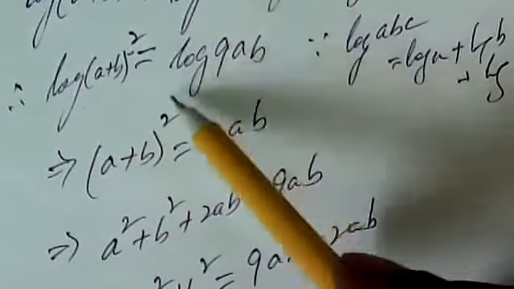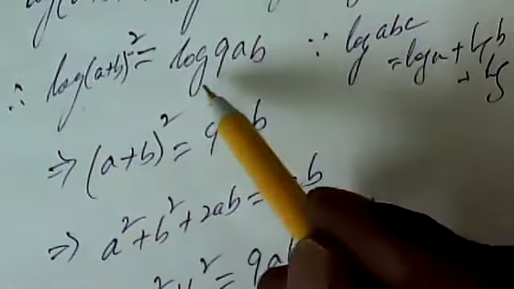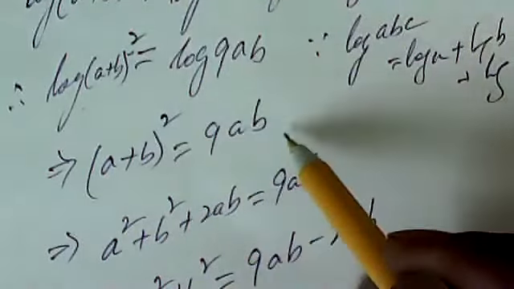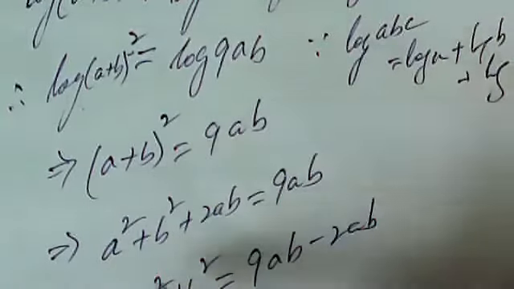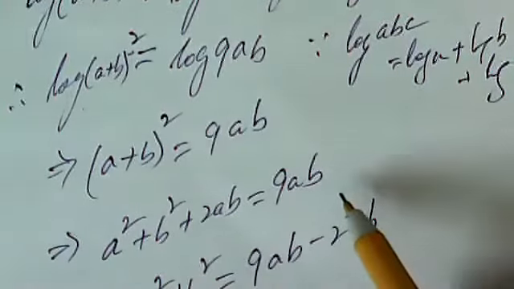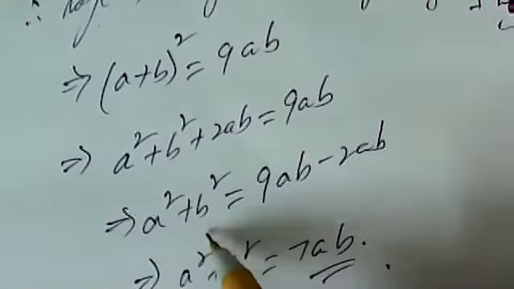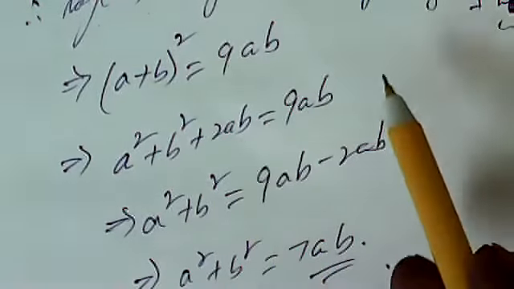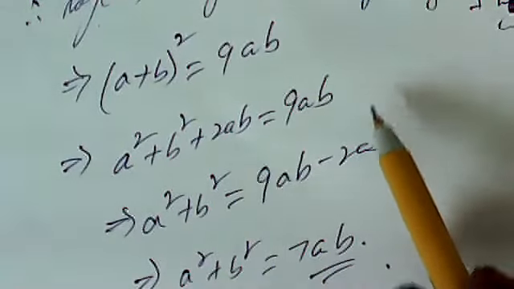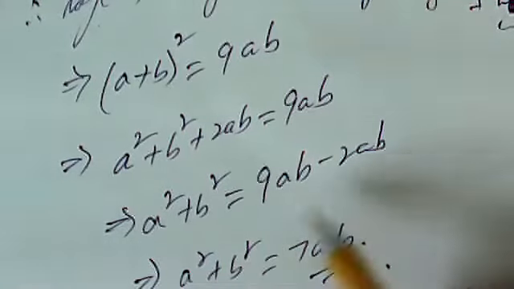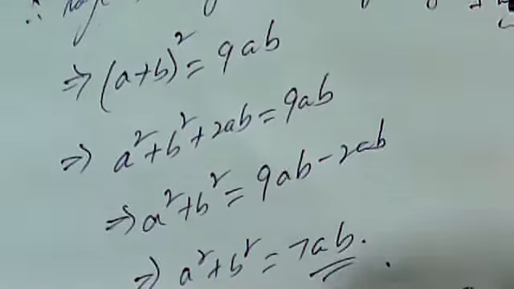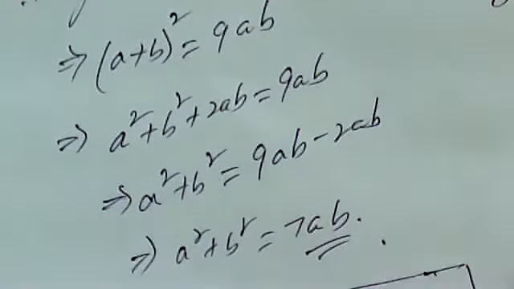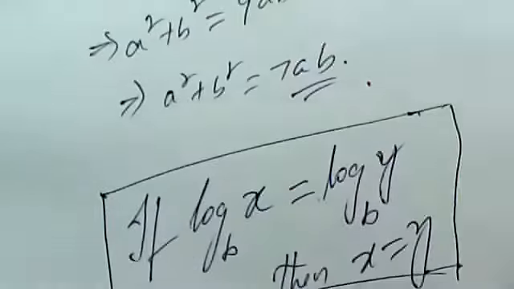So log of (a plus b) whole square is equal to log of 9ab, where the base is 10. Nothing is there means the base is taken as 10. So (a plus b) whole square is equal to 9ab. On expanding, we got a square plus b square plus 2ab is equal to 9ab. Then a square plus b square equals 9ab, transposing 2ab from the left-hand side to the right-hand side, we get minus 2ab. So 9ab minus 2ab is 7ab. So a square plus b square is nothing but 7ab. So note down this formula also.